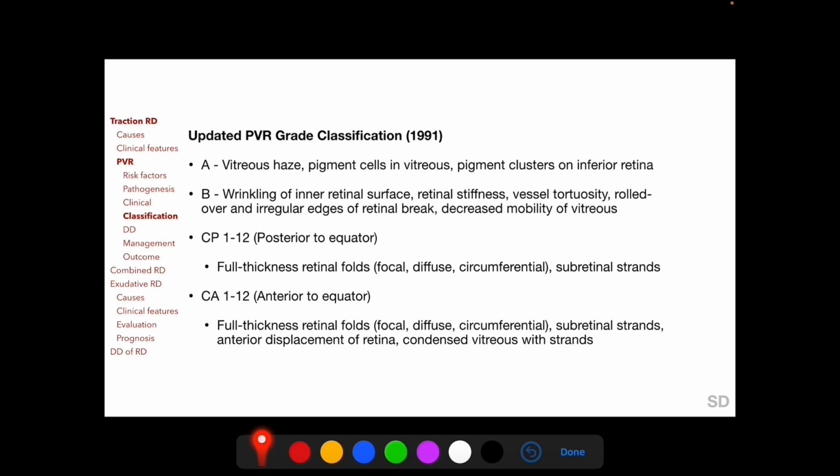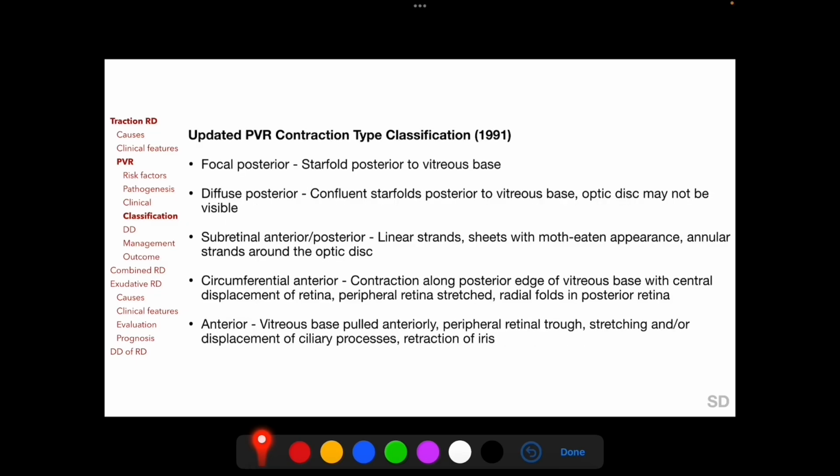Grade C PVR posterior to equator included full thickness retinal folds, either focal, diffuse, or circumferential, and subretinal strands posterior to the equator, and grade C PVR anterior to equator included full thickness retinal folds, either focal, diffuse, or circumferential, subretinal strands, and anterior displacement of the retina, all located anterior to the equator.